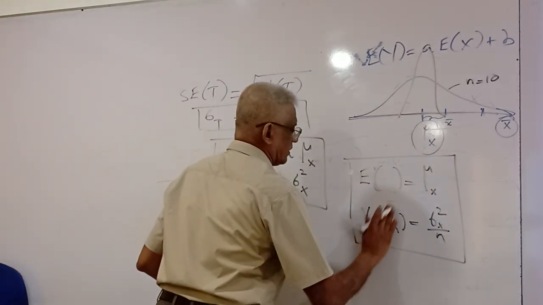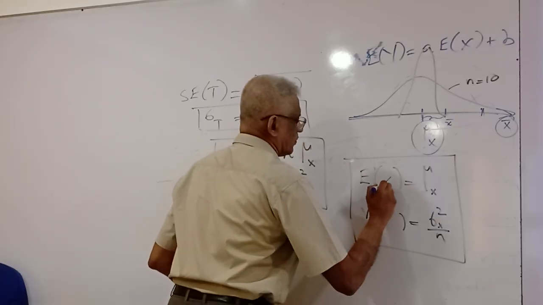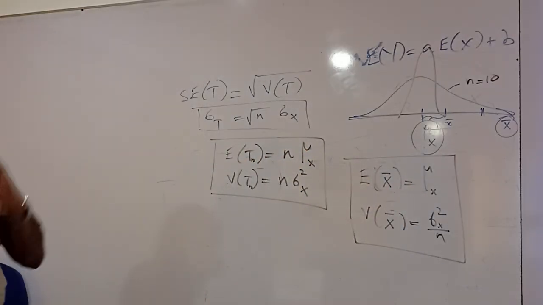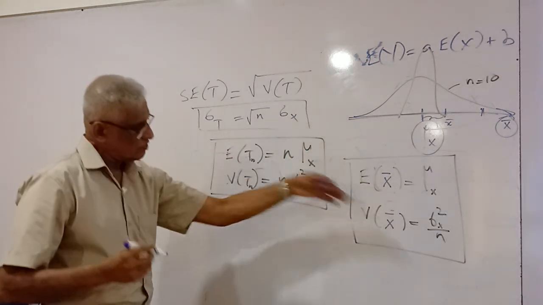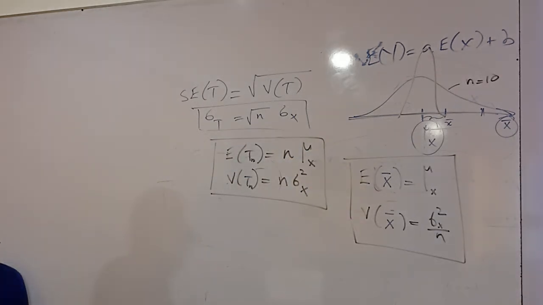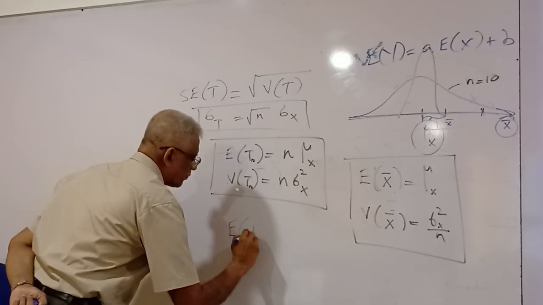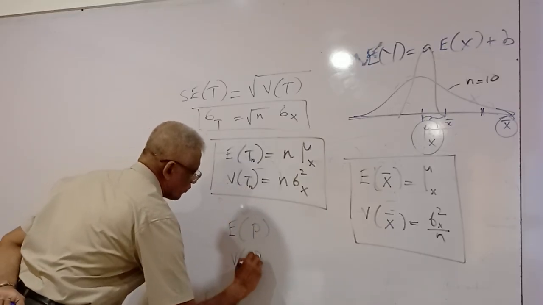Method exponent, sorry, we are talking about exponent mean. So now from this we can easily get an expression for the expected value of P and the variance of P.